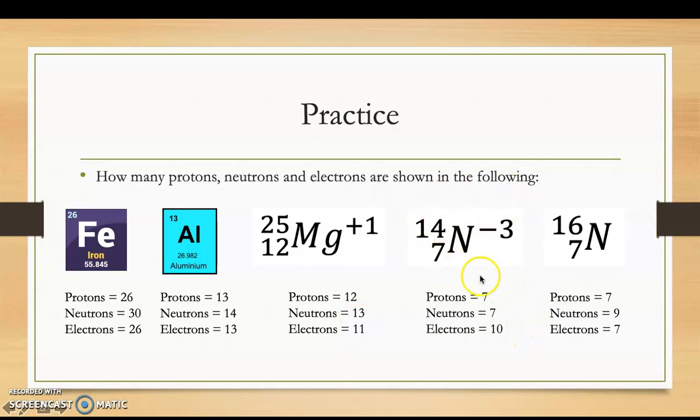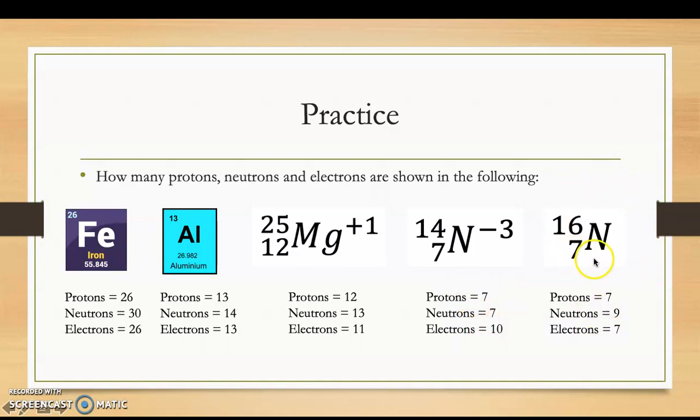Moving over to this nitrogen, my protons are 7 because that's my atomic number. 14 is my mass, which means that I have 7 neutrons. Now my charge is -3, so that means I have 3 more negative things than I do positive things. So what that tells me is that I have 3 more electrons than I do protons. Since I have 7 protons, I must have 10 electrons.